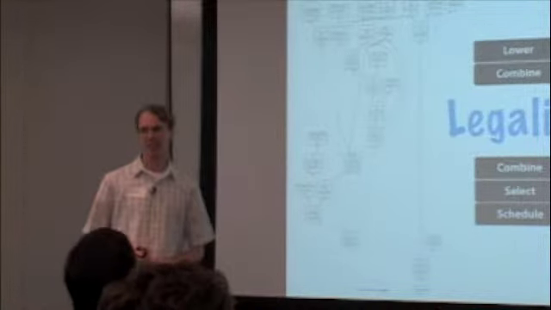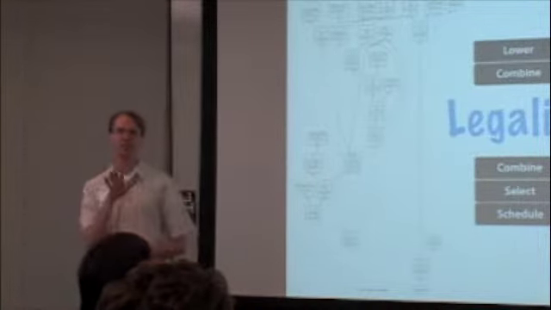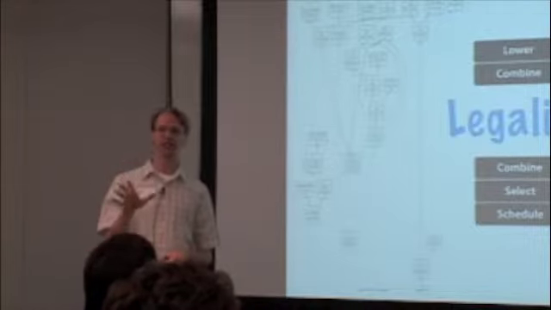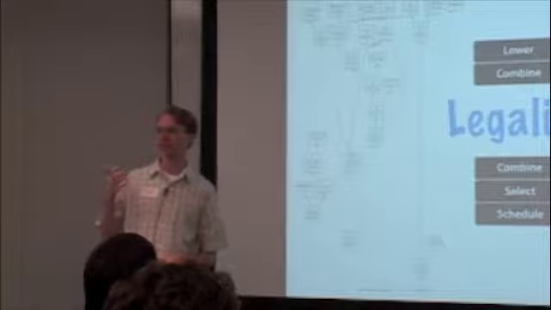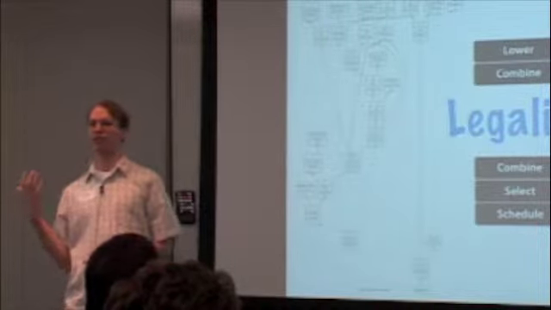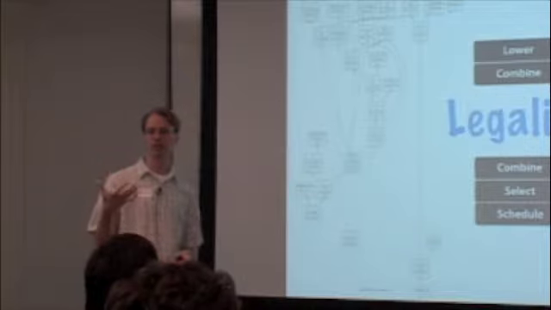The next phase is the legalize phase. In SelectionDAG speak, legal refers to an operation or a type that can be directly represented on a machine. So this is a type that will fit exactly into one machine register, or an operation that can be done as a single or a small set of machine instructions.